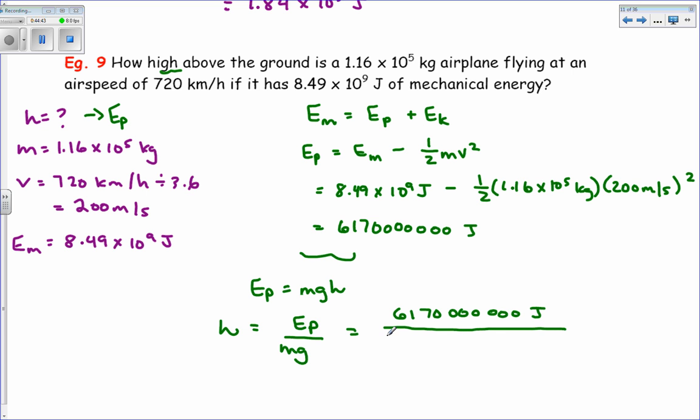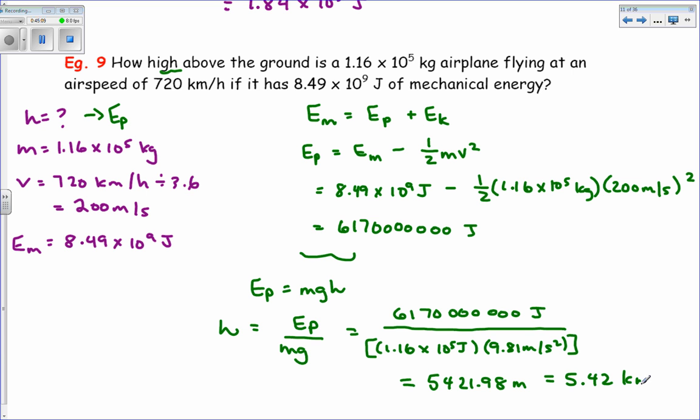Divided by 1.16 times 10 to the 5 kilograms times 9.81 meters per second squared. And remember, just make sure you multiply those two numbers together before dividing. So then you get a height of 5,421.98 meters. So we can write that as 5.42 kilometers. Okay, so that is the energy lesson.